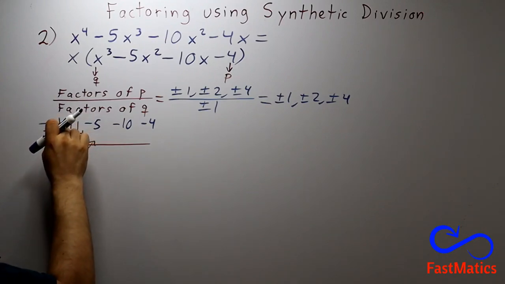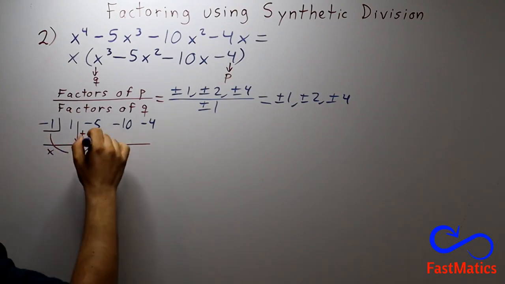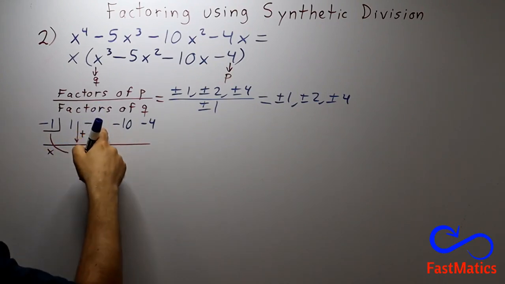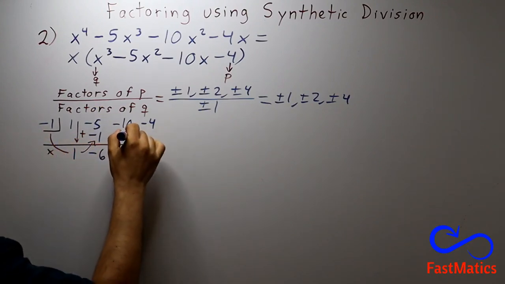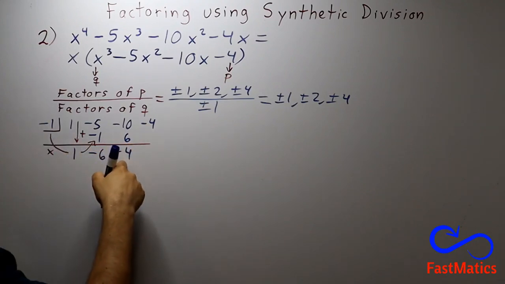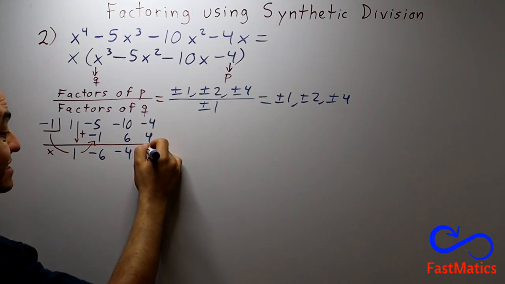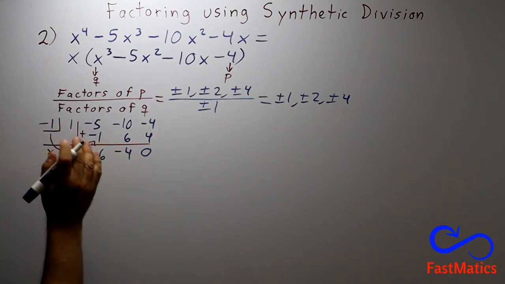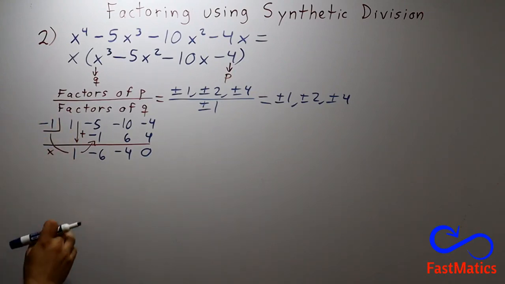Then 1 plus nothing, 1. Negative 1 times 1 is negative 1. Negative 5 plus negative 1, negative 6. Negative 1 times negative 6 is plus 6. Negative 10 plus 6, negative 4. Negative 1 times negative 4 is plus 4. And negative 4 plus 4 is 0. Yes, we have found a number that helps.